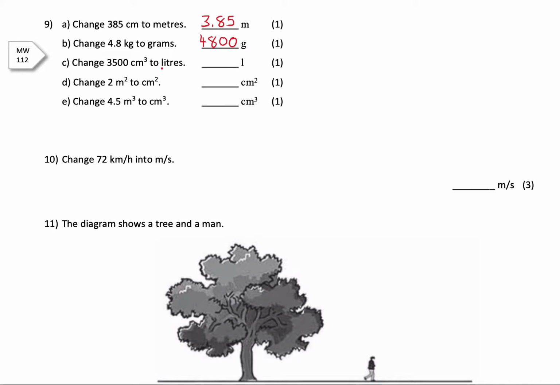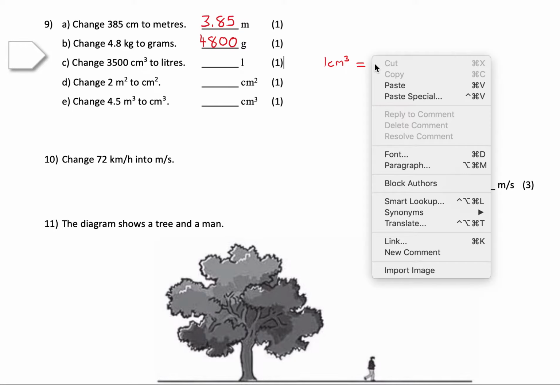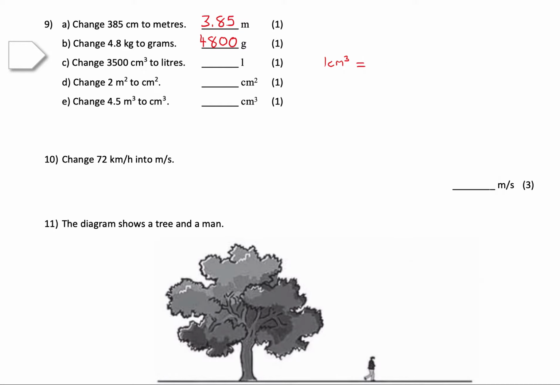3,500 cubic centimetres to litres. Well, first off, a good fact to note is that 1 cubic centimetre is the same as 1 millilitre. So what we've got here are 3,500 millilitres. So it's that we're turning into litres, so that's 3.5 litres because there are 1,000 millilitres in a litre.